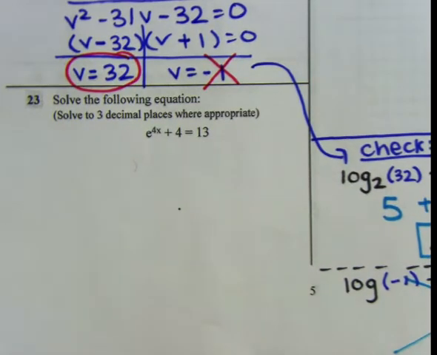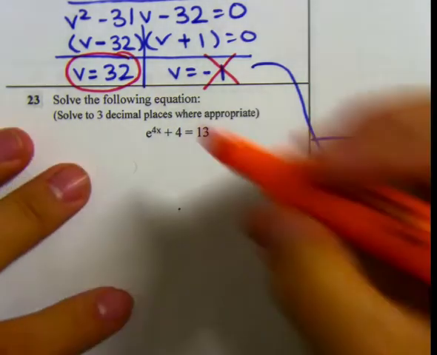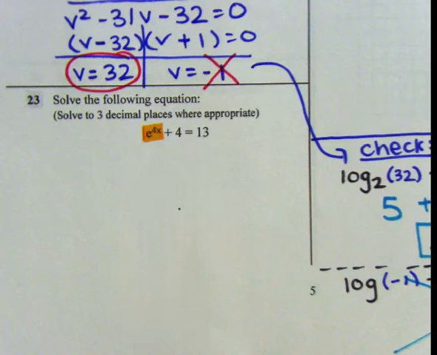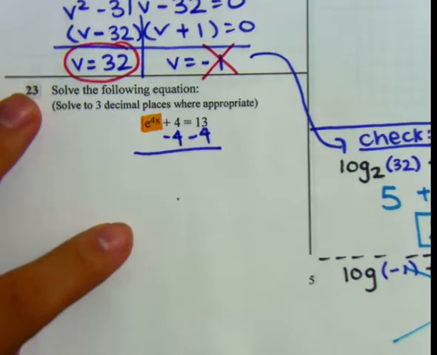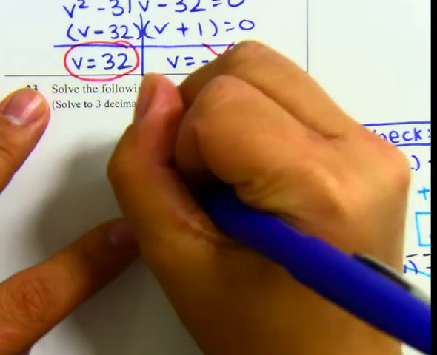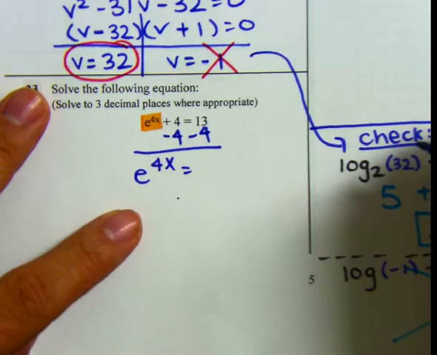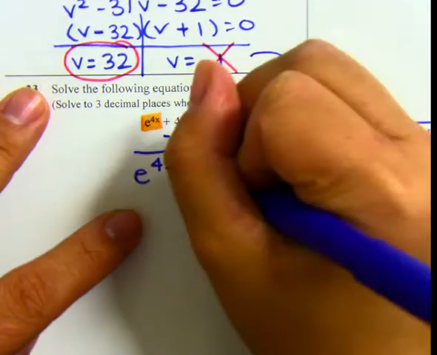Okay, so make sure you check for extraneous solutions. Okay, moving on. I have 23. I'm going to highlight my x value. In this case, the x is with the 4, and then the 4x is an exponent for e. So I have to isolate what I just highlighted. So I'm going to subtract the 4 from both sides. So I get e to the 4x is equal to, that's 13 minus 4, so that's 9.